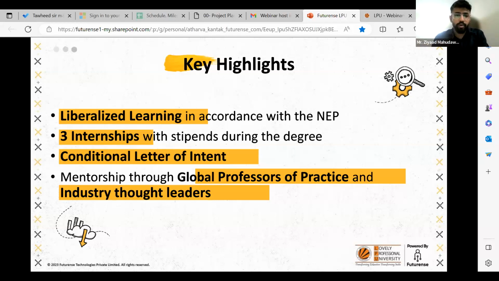So when you join this program, you will be provided a letter of intent. It will be like an offer letter. It will be written that you will get a guaranteed job once you clear the degree after 4 years.